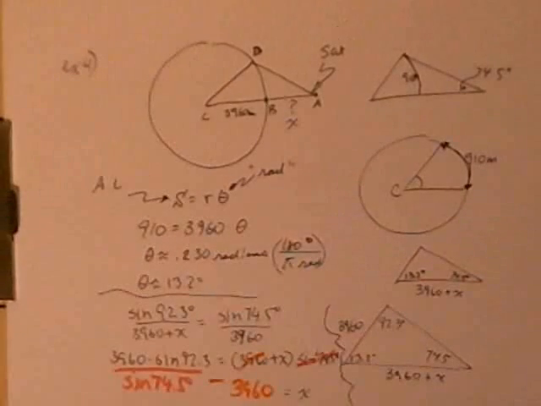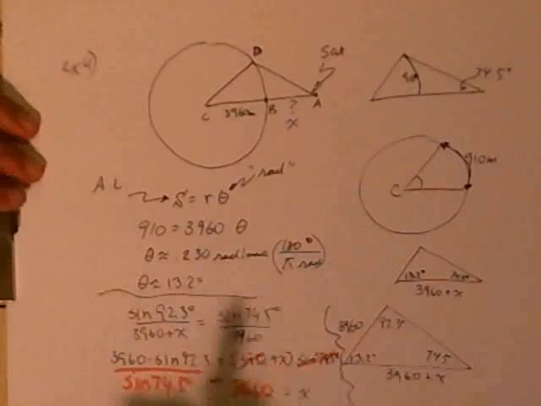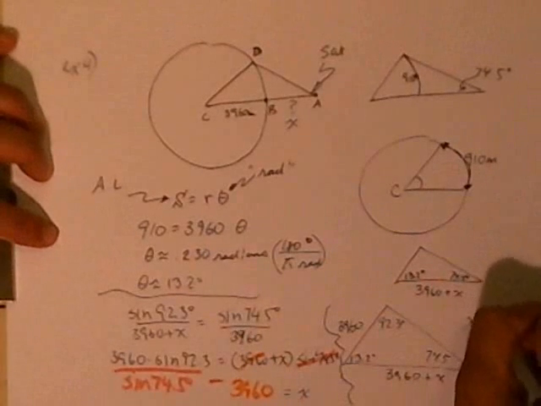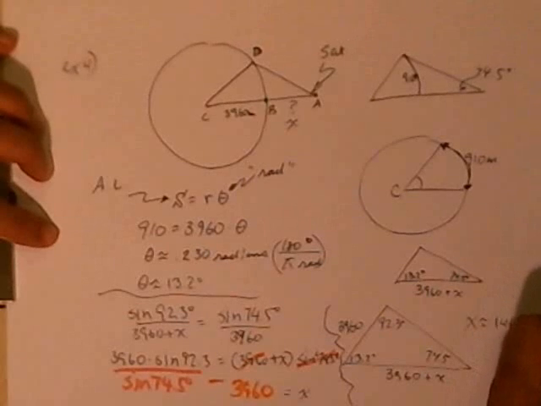So I'm going to do this on my calculator. 3960 times the sine of 92.3, enter, divided by sine of 74.5, and then enter that, and then subtract 3960. Okay, I end up with approximately 146. So x is approximately 146 miles from the Earth.